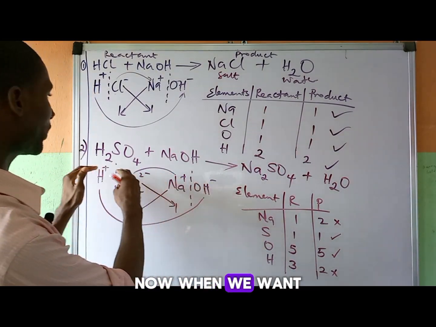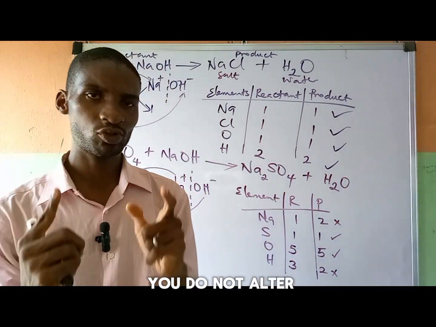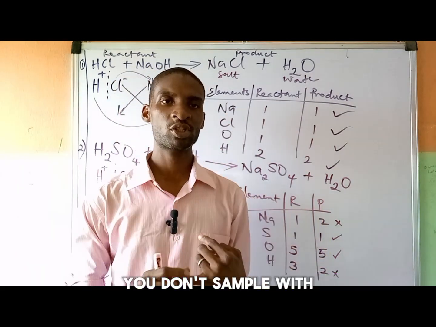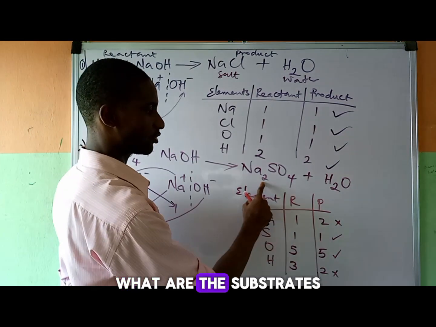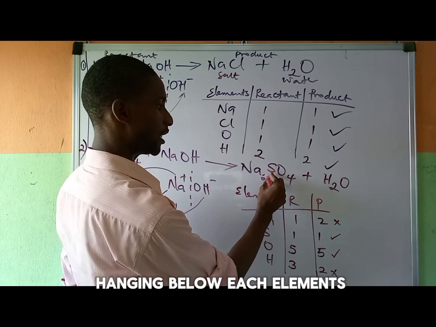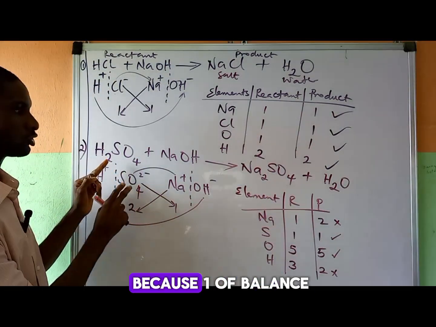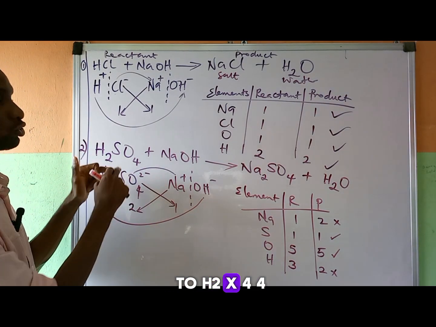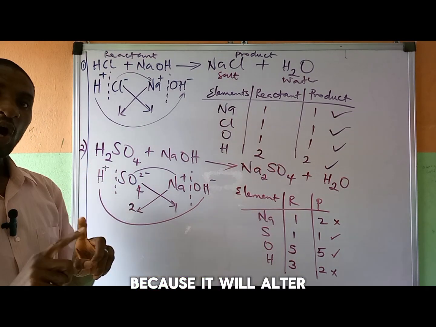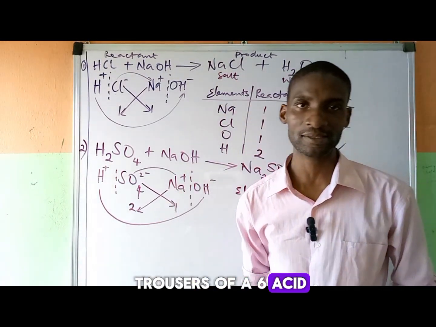Now, when you inspect and you try to alter the values, there are certain values you do not alter. It is a rule that guides balancing of equation. You don't tamper with the subscript. What are the subscripts? You see these small numbers hanging below each element, you don't joke with them, you don't alter them. So you won't say because you want to balance an equation, you now change H2SO4 to H3SO5. No. Because it will alter the compound. The compound itself is H2SO4, which is tetraoxosulfate 6 acid.